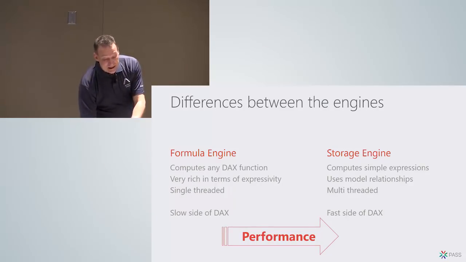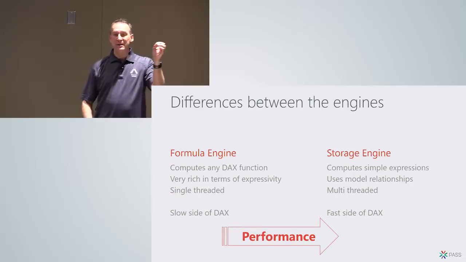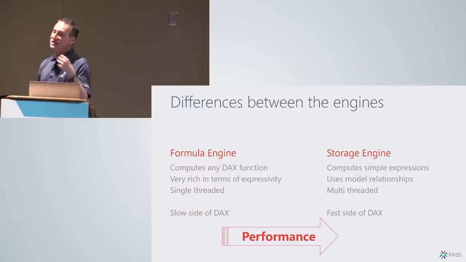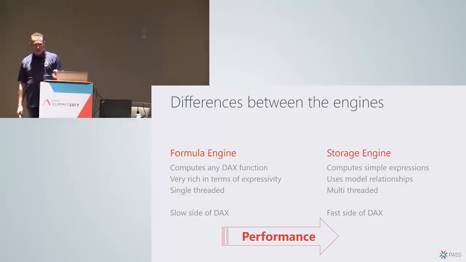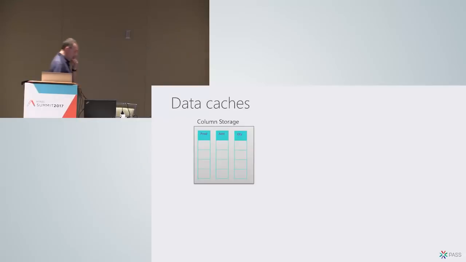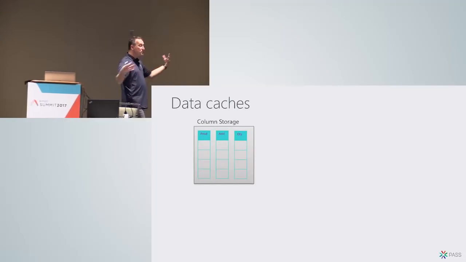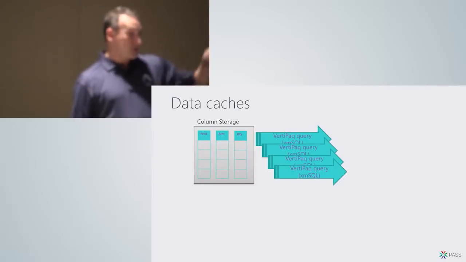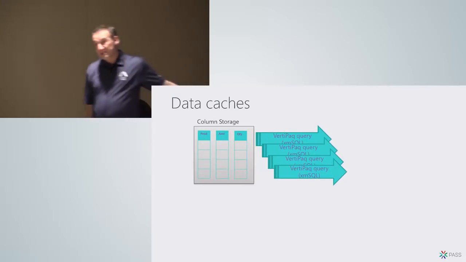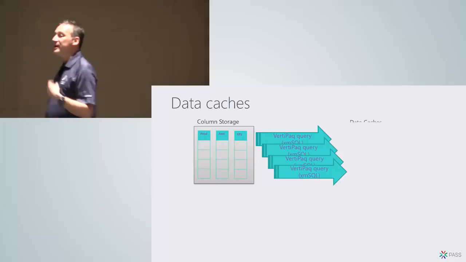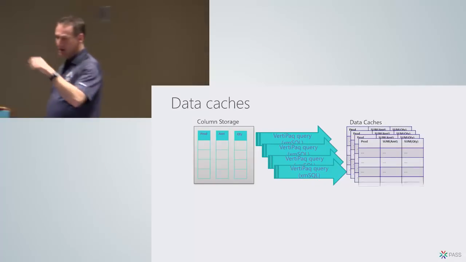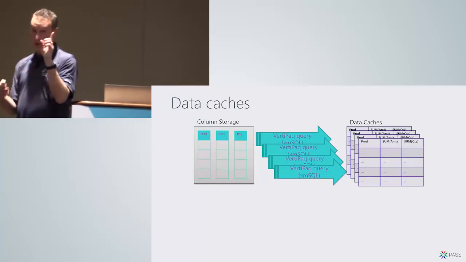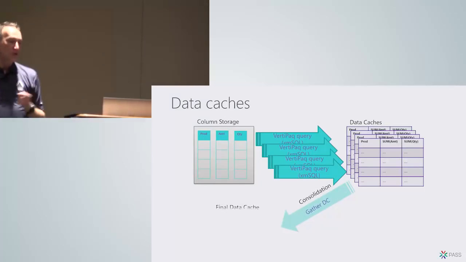But everything else, starting from a simple if statement, is already too complex for the storage engine. As soon as you start using if, switch, type conversion, all these features will require the formula engine. And the two engines communicate through a structure called a data cache. You start from the column store where all your data is. The storage engine will query it and generate data caches. It will generate many of them because it's running in parallel. Then all these data caches are consolidated into a single data cache, which goes to the formula engine.